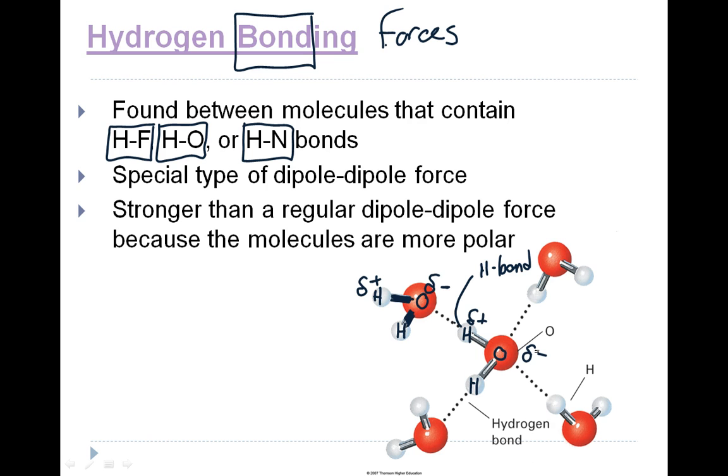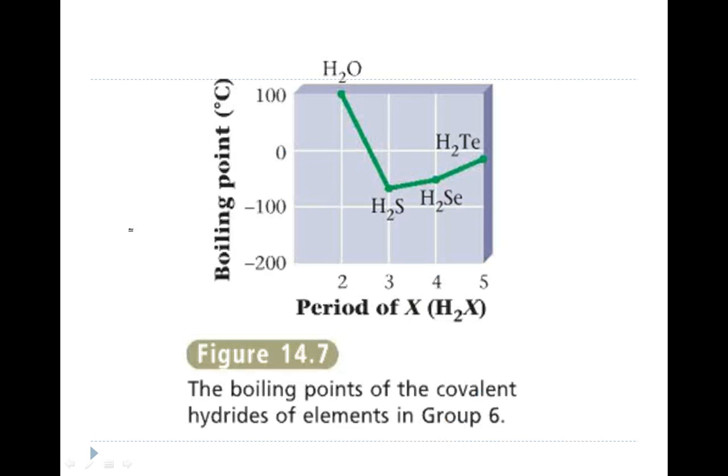So these are going to be a little bit stronger than a regular dipole force because, like I said, they're a little bit more polar. And this is, again, why water stays as a liquid. Because it has such a strong bond, it has a very high boiling point. If we were just looking at elements in the same group as oxygen, it goes oxygen, then sulfur, then selenium, then tellurium. If you go down that group on the periodic table, you would actually predict maybe that the boiling point of water would be about -100.